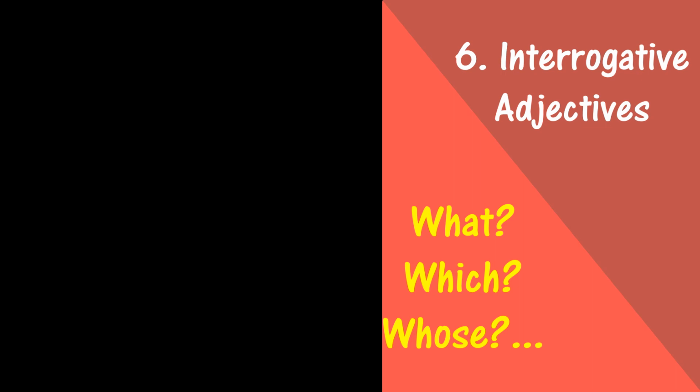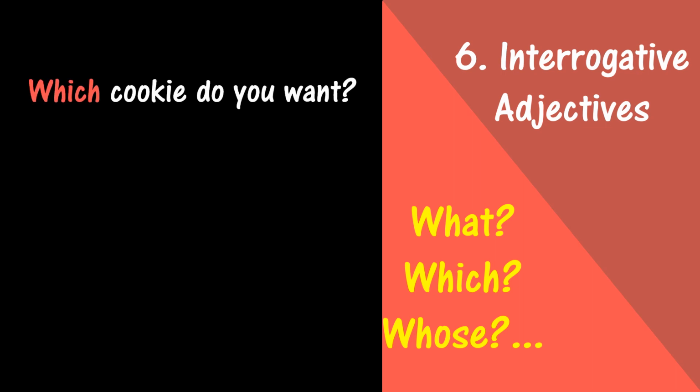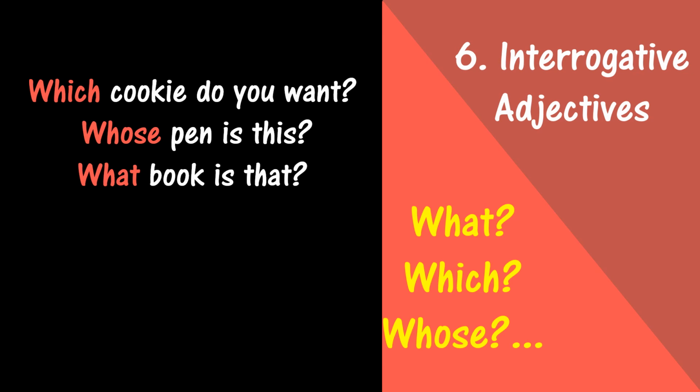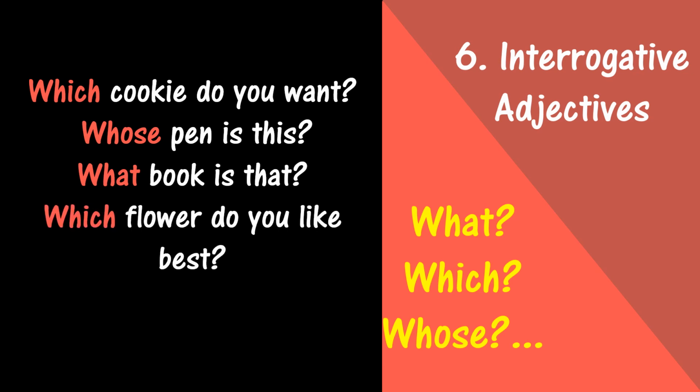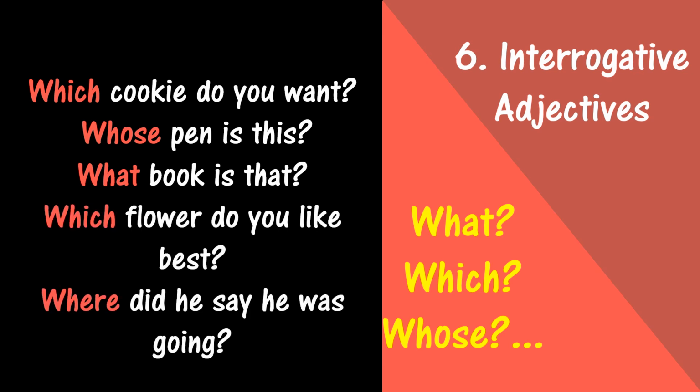For example, which cookie do you want? Whose pen is this? What book is that? Which flower do you like best? Where did he say he was going? So, here the interrogative adjectives which, whose, what, which, where are talking about the nouns that are cookie, pen, book, flower and the person. Is it clear, children?